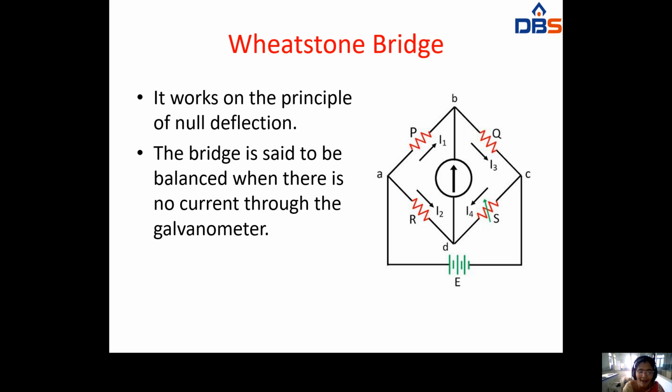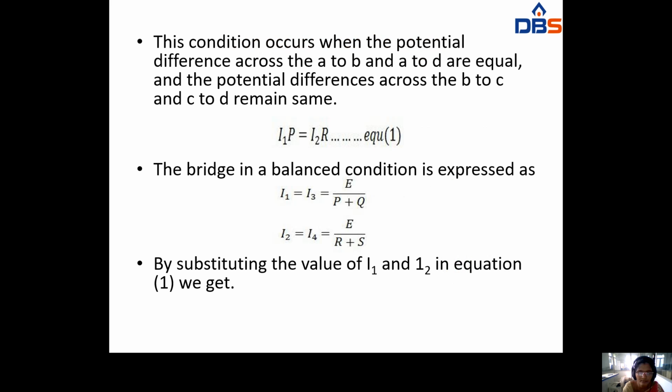It works on the principle of null deflection. The bridge is said to be balanced when there is no current through the galvanometer. Whenever zero current flows through the galvanometer, at that time the bridge is in balance. This condition occurs when the potential difference across A to B and A to D are equal, and the potential difference across B to C and C to D remain the same.